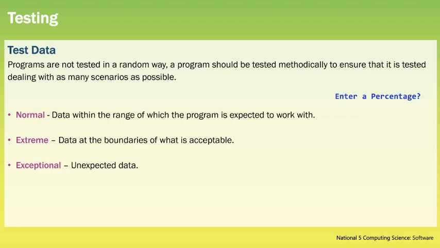So for example, if our program is requiring a percentage, therefore the number must be between 0 and 100, a normal piece of test data would be the numbers 8, 34 and 91. The extreme pieces of test data would be 0 and 100, as these are at the boundaries of what is acceptable. An exceptional test data would be minus 23 because it's below 0, 103 because it's above 100, and the word twenty because it is not a percentage.